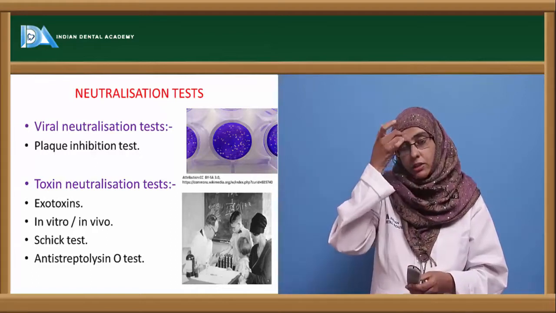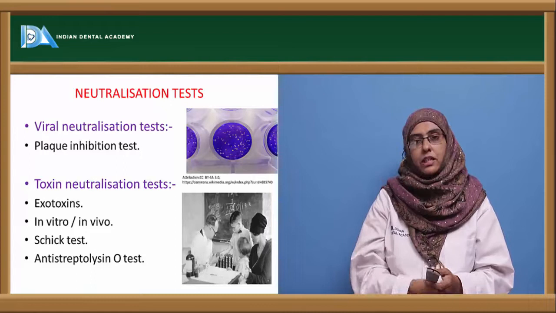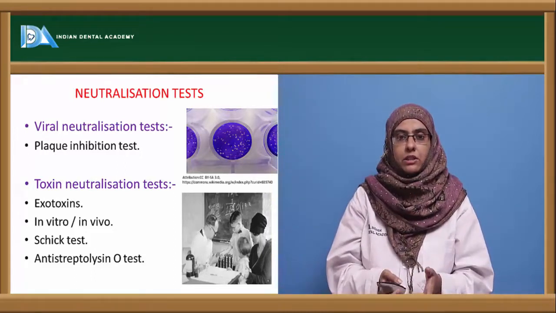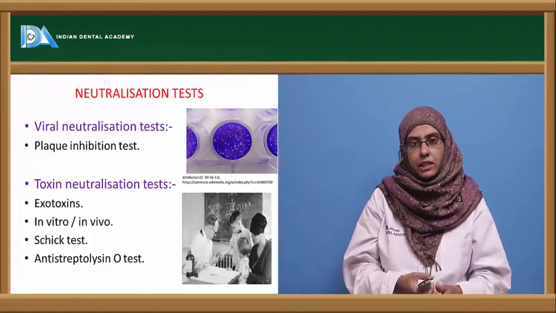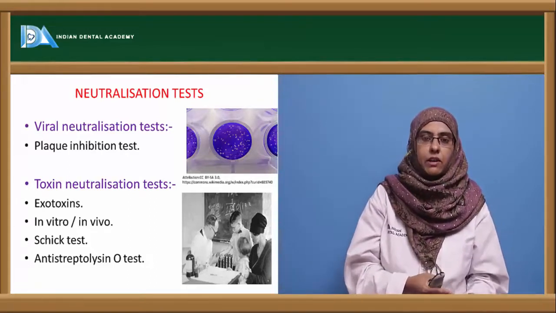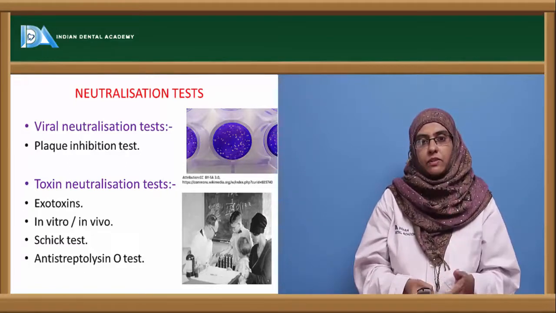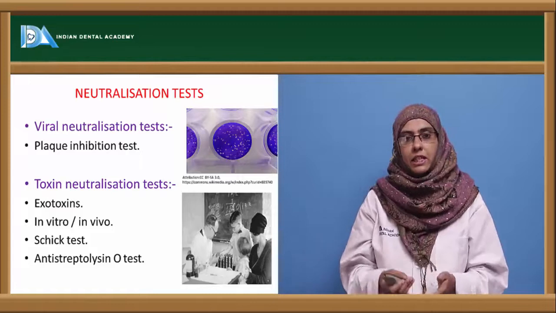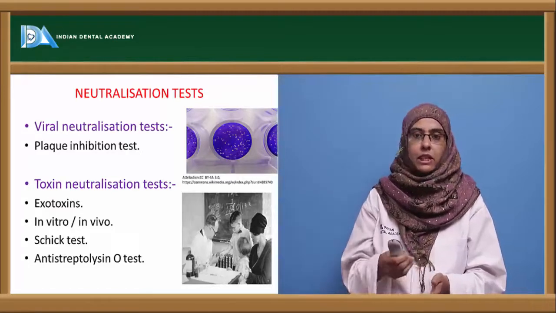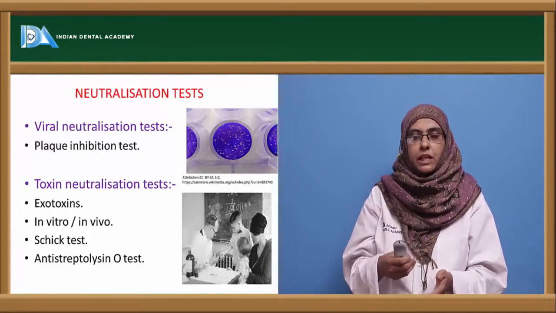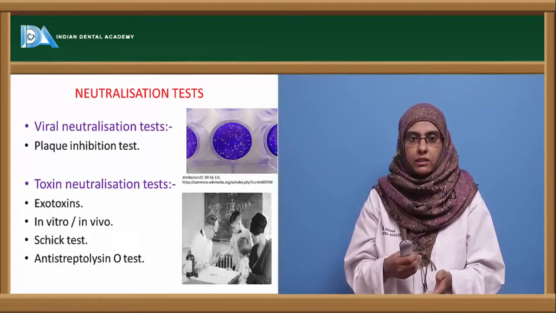And similarly, toxin also causes a pathogenic effect inside the human, and there are exotoxins and endotoxins that are usually pathogenic. Here, the toxin neutralization test can be done either in vivo or in vitro. In case of diphtheria toxin, in vivo, we can detect by injecting a small amount of diphtheria toxin intradermally, and the antitoxins that are usually present can be detected via the skin test.